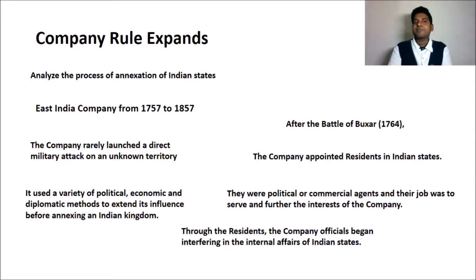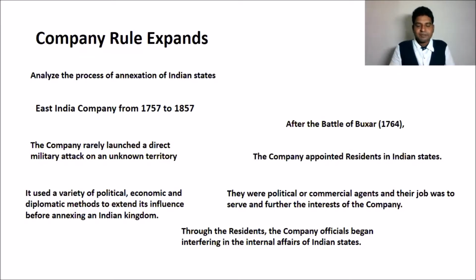So we are discussing here how the Britishers or the East India Company tried to gain control over the Indian territories. The East India Company was in power from 1757 to 1857, that is after the Battle of Plassey. The company never directly attacked any unknown territory. It always used some kind of tactics, either political, economic, or diplomatic, to extend its influence before annexing the kingdom.